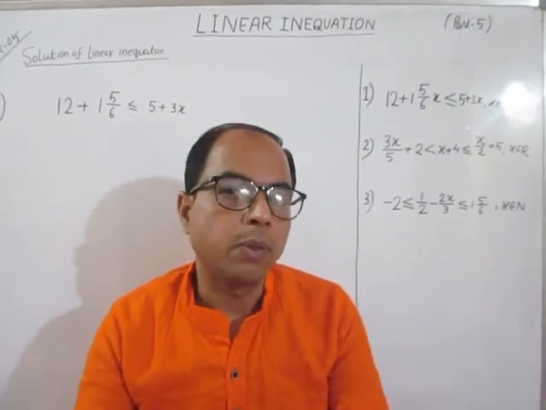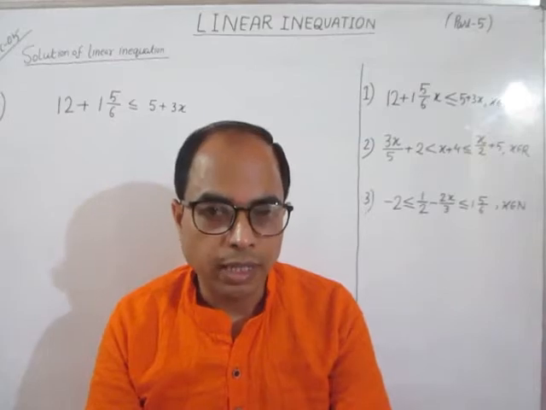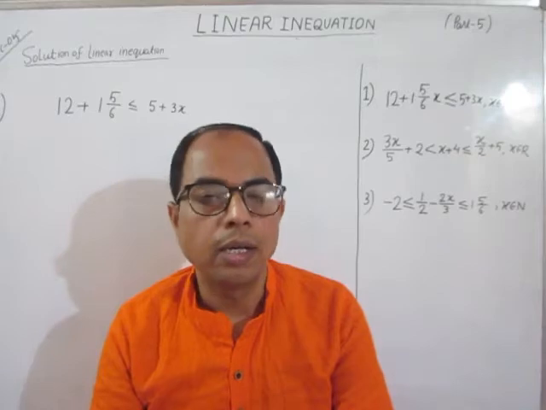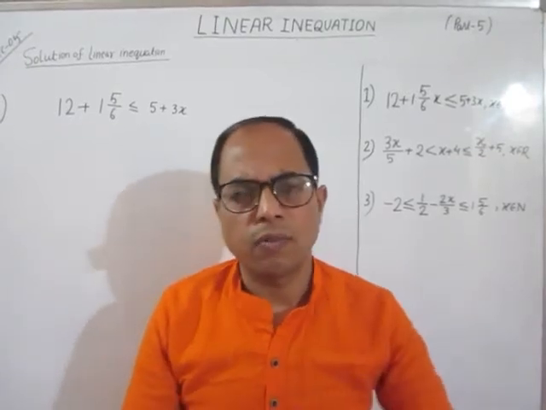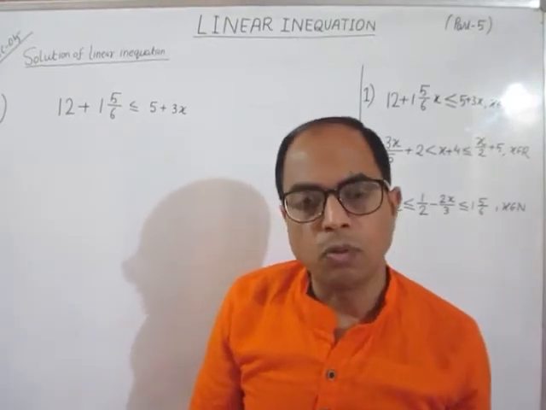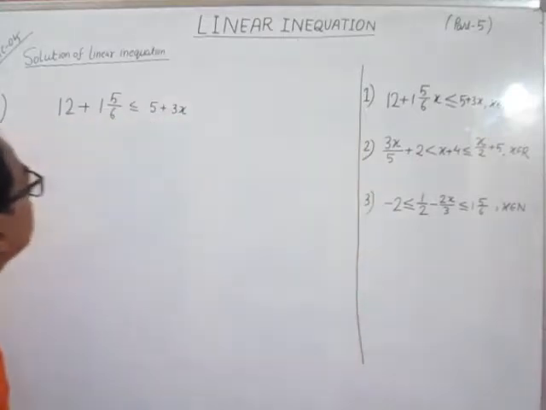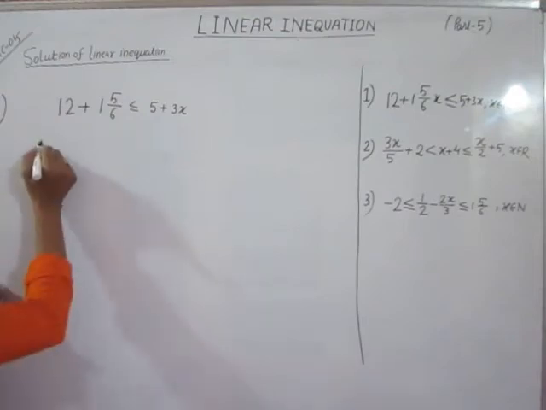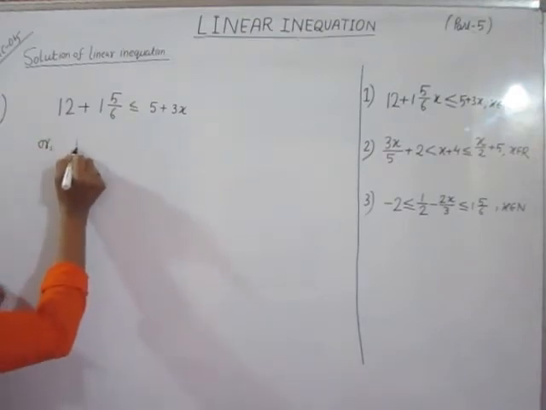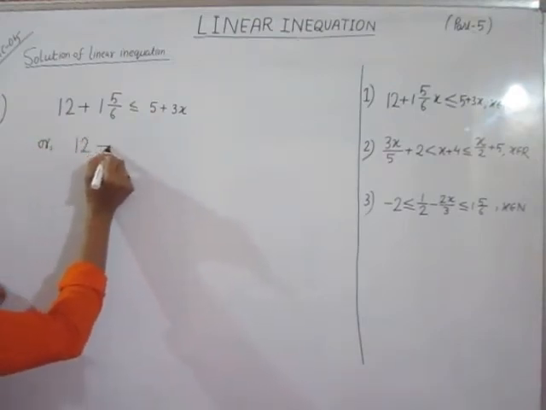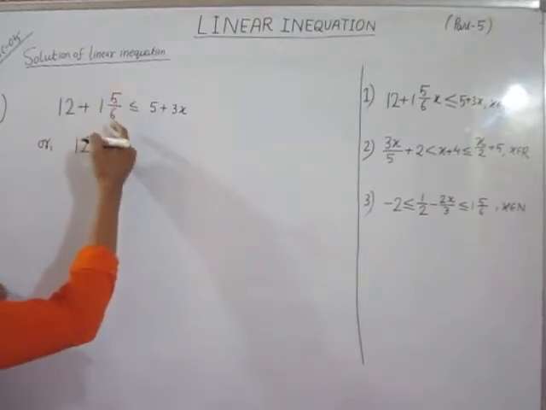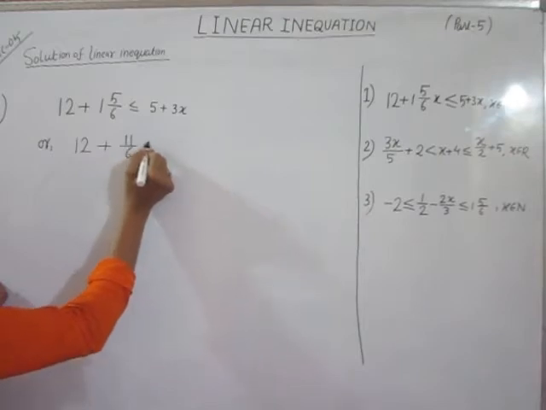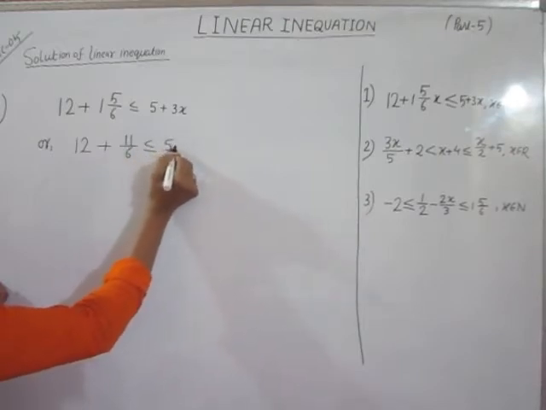Next step, you have to write the solution set, and after that if it is asked to represent the solution on the number line, then you have to represent it. So these are the 5 steps that you have to follow. Let me write this inequation this way: 12 plus, and this mixed fraction 1 5 by 6 can be written as 11 by 6 x, less than or equal to 5 plus 3x.